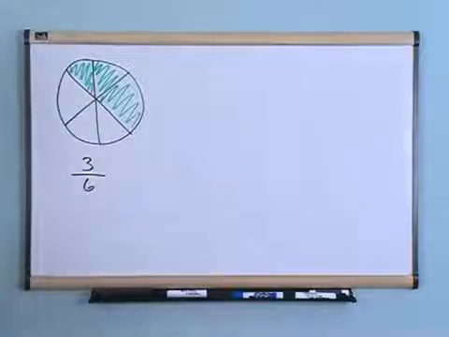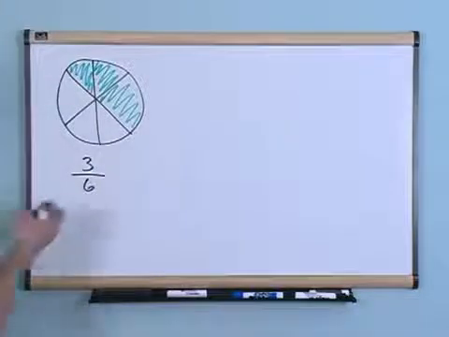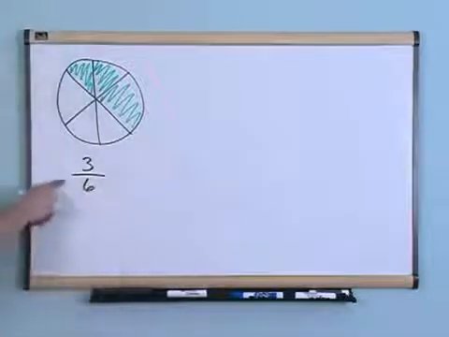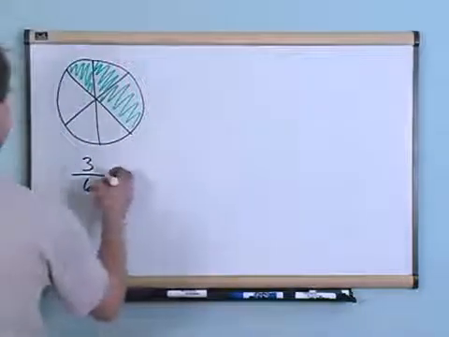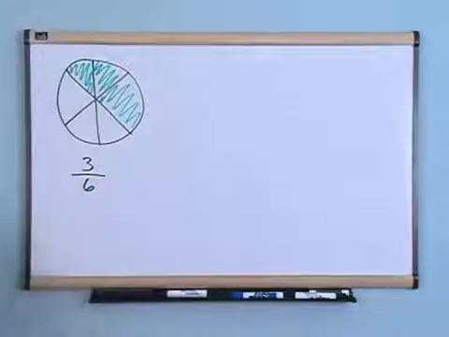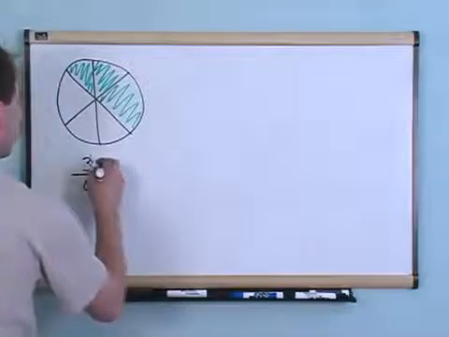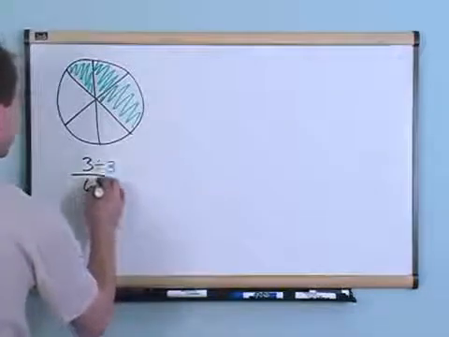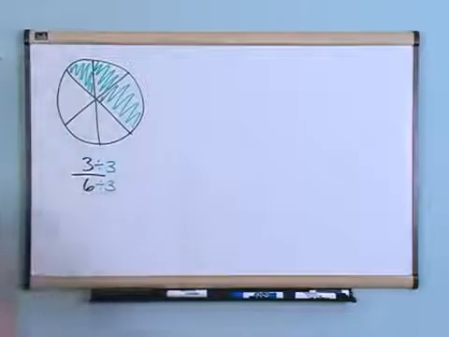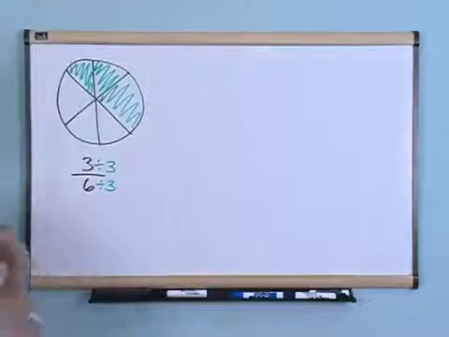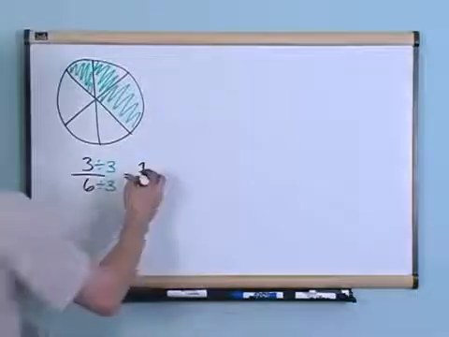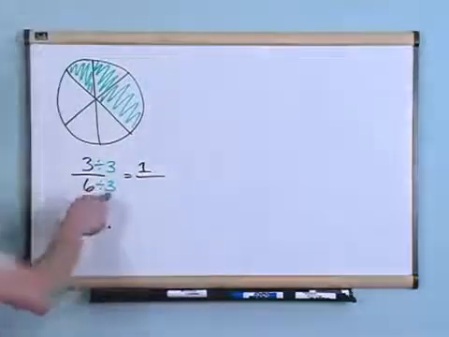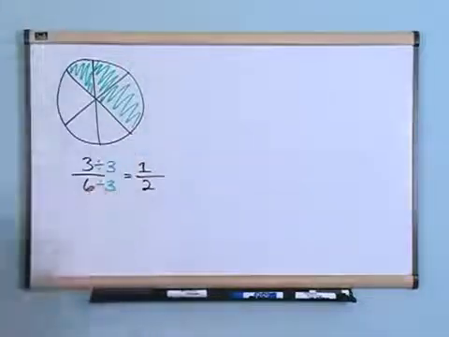6 pieces. Okay, question you always have to ask yourself, even though this is correct, this is exactly right: can you reduce this fraction? I say you can, because on the top you can divide by 3, and the bottom you can divide by 3, and they'll both divide evenly. 3 divided by 3 is 1, on the top. 6 divided by 3 is 2 on the bottom.